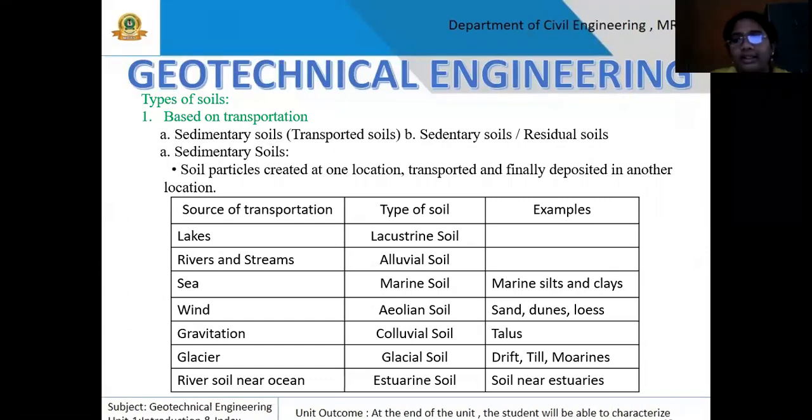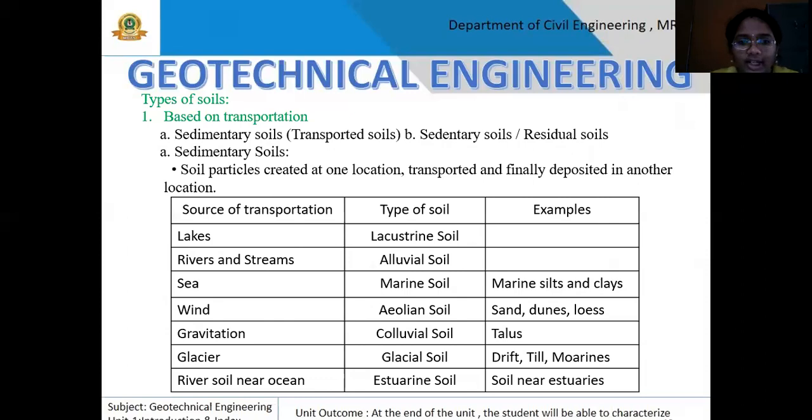Coming to the first one, transported soils. Transported soils are formed at one place, but due to certain factors, the soil is transported from one place to another, by the help of wind, or water, or anything. They are formed at one place, but later, with the help of these agents, they are moved to a certain distance or to different areas, and they get located and fixed there.